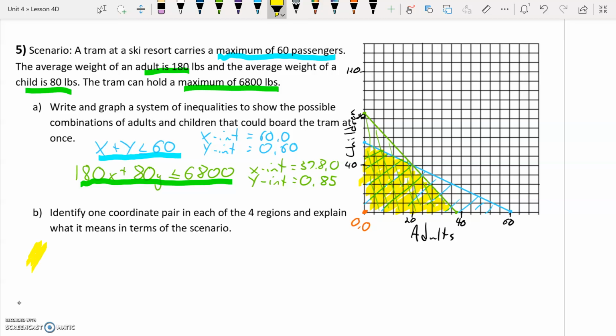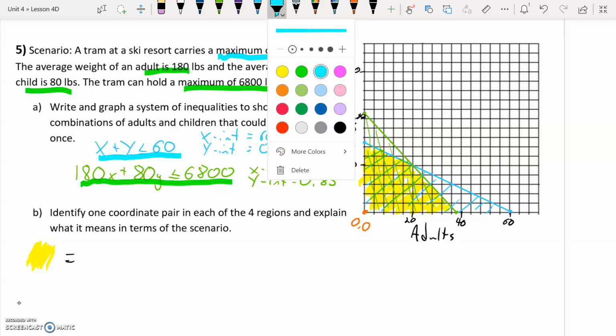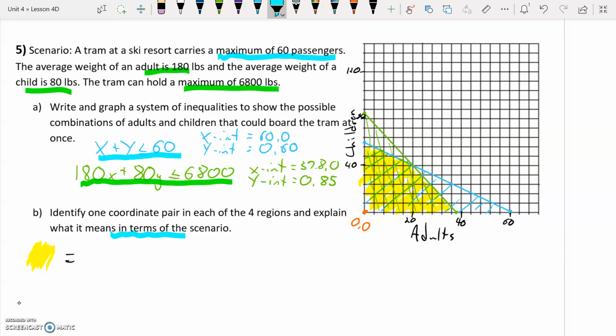So you could pick any point within that region, any XY coordinate point. And what a lot of people made a mistake on with this one wasn't the graphing or which side was shaded. That was pretty darn good. But what people made a mistake on was slacking off on what each region means in terms of the scenario.